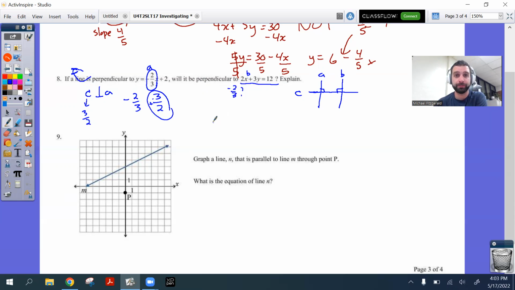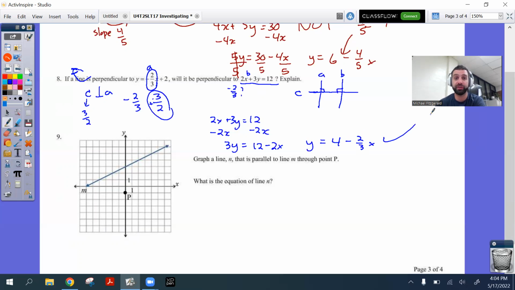So we'll say, okay, 2x plus 3y is equal to 12. Well, let's subtract 2x from both sides, and let's rewrite this now as 3y is equal to 12 minus 2x. Now let's divide by 3. When we divide by 3, we get y is equal to 4 minus 2/3 x. So yes, it is perpendicular to both of these lines.